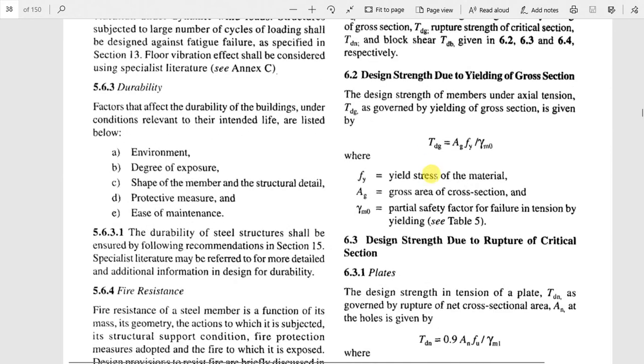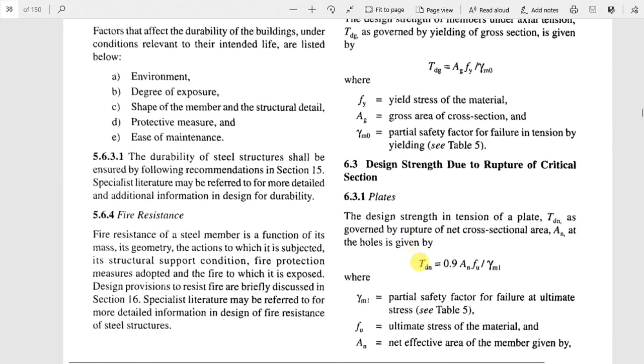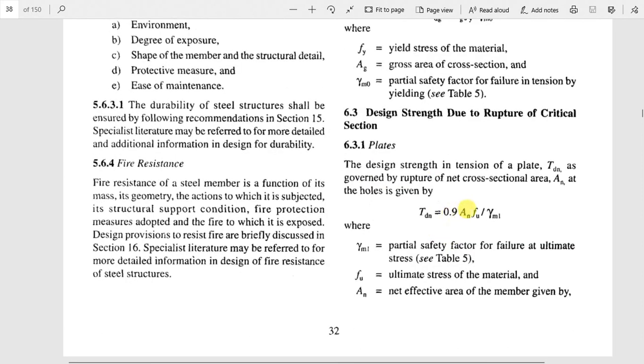So let us go in detail with this. This is the design strength due to rupture of critical section when you are using plates. It is given by 0.9 times AN into FU by gamma M1. Once again, gamma M1 is the partial safety factor for failure at ultimate stress, and you can get it from table 5. And FU is the ultimate stress of the material, that is 410.